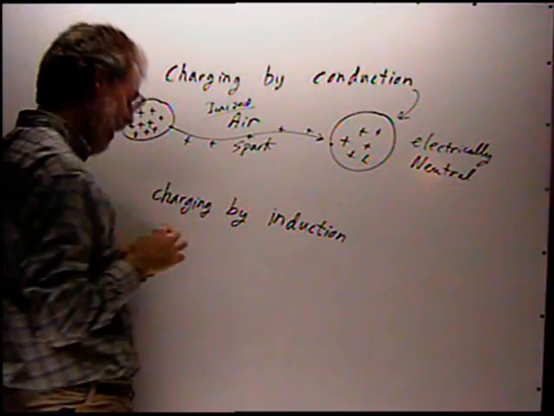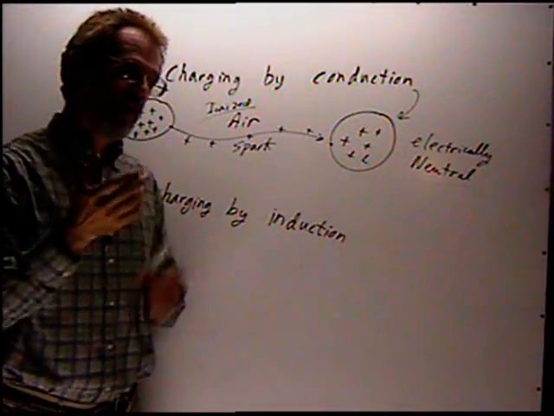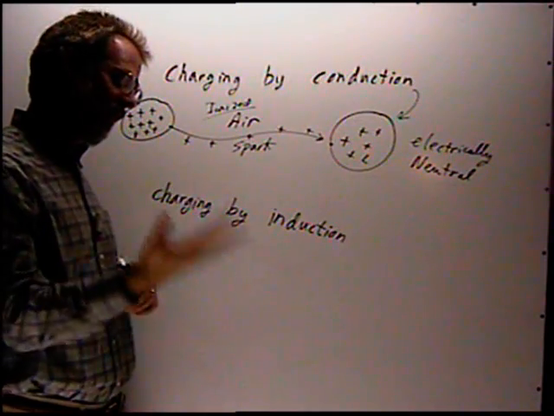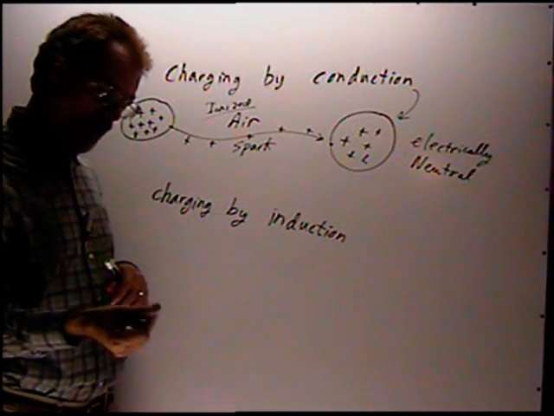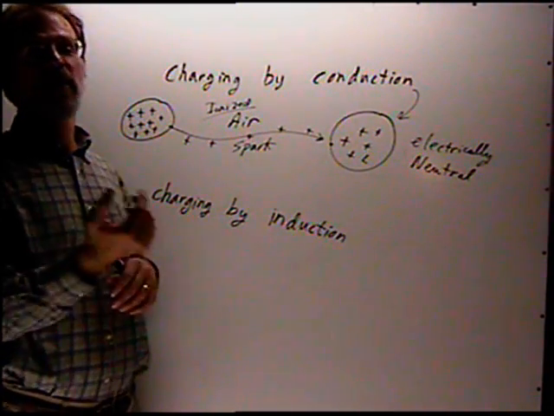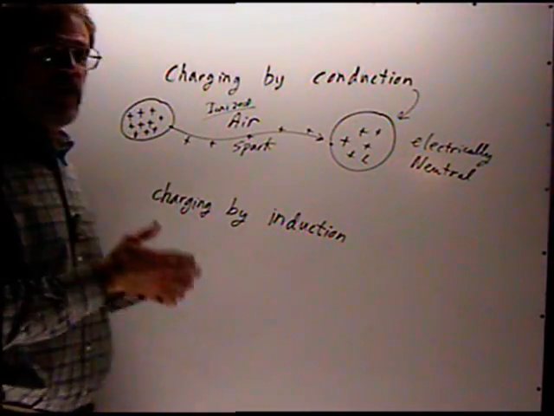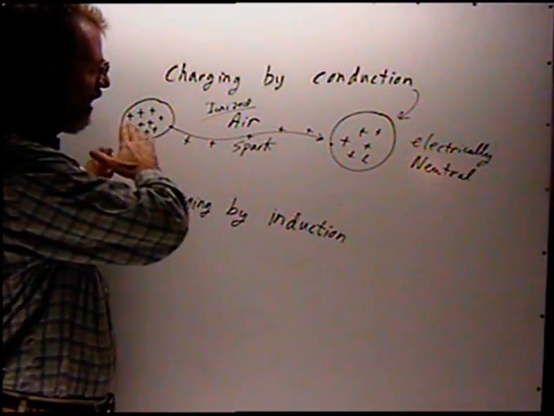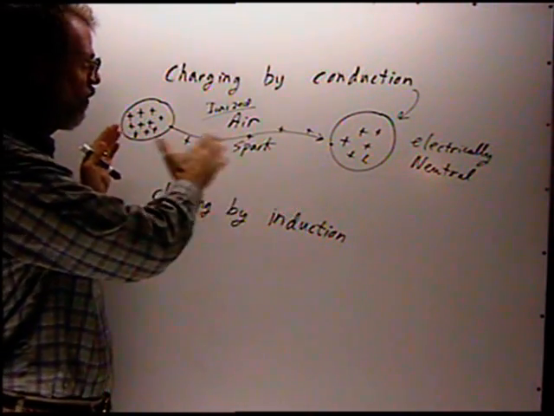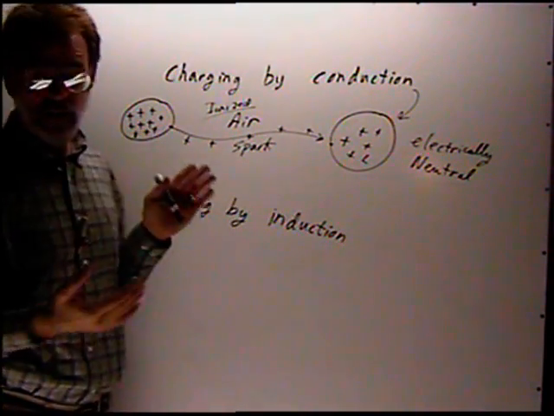This happens all the time, especially in the wintertime, if you walk across a carpet and you touch a doorknob, a piece of metal. The air ionizes because there's quite a lot of voltage potential, and you can see and feel the spark.